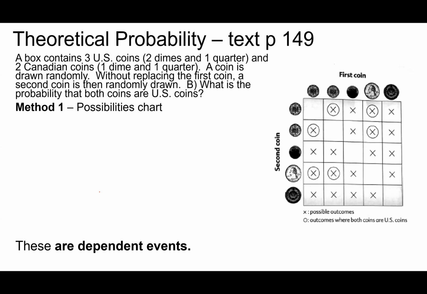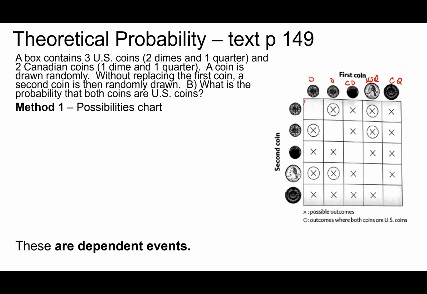But if you look at the way it's marked, these are our dimes. Maybe it might be easier because they're just really hard to see, aren't they? Those are US dimes. This is a Canadian dime. This is a US quarter. This is a Canadian quarter. Okay, so let's mark where we've got the possibilities that both coins are US coins. All right, so here is the possible outcome.